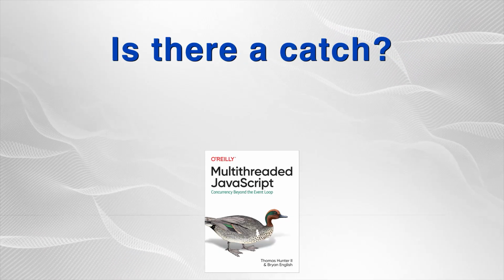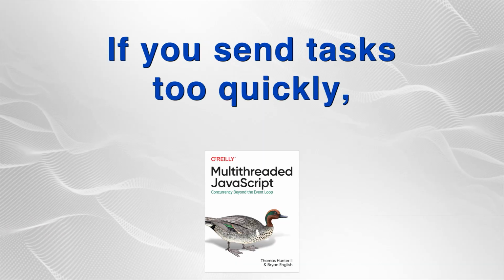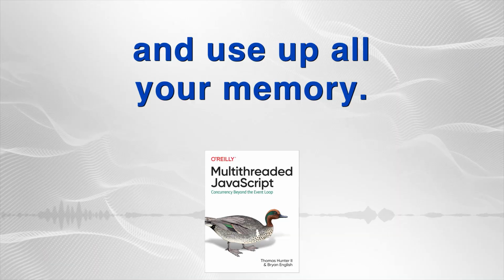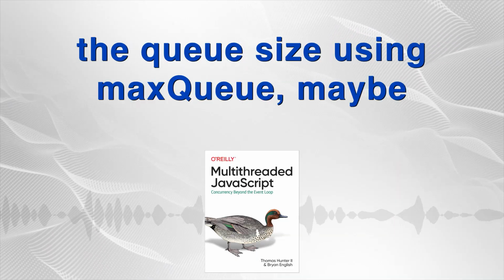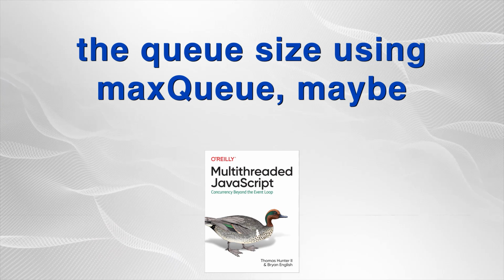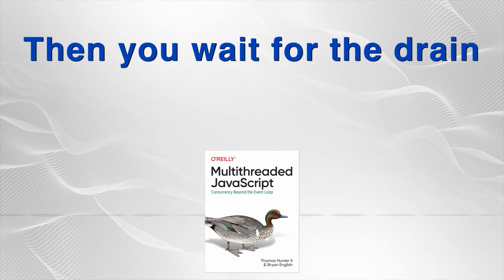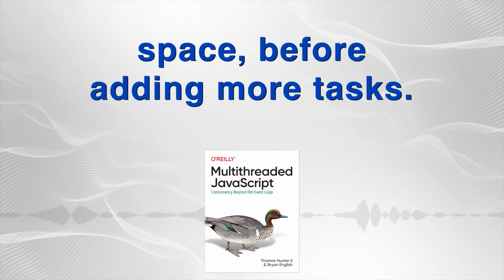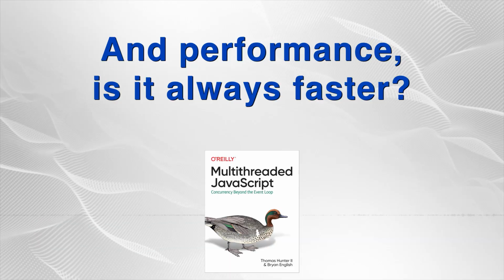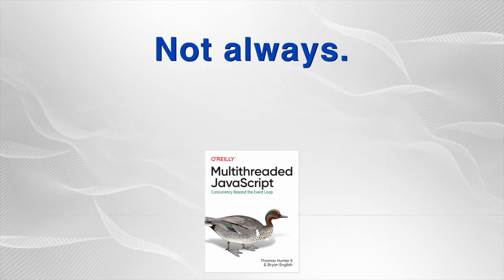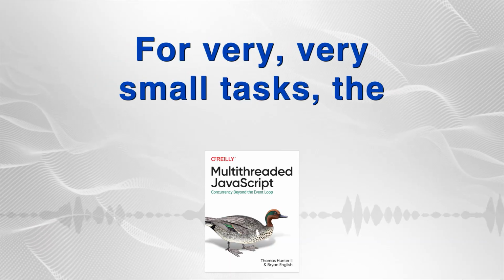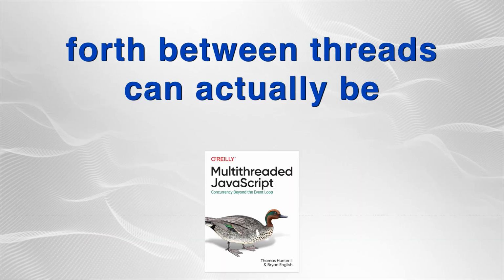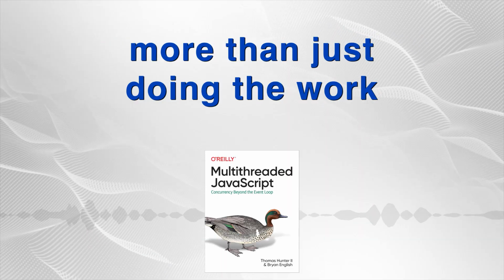Sounds convenient. Is there a catch? There can be. If you send tasks too quickly, the queue can grow very large and use up all your memory. How do you prevent that? You can set a limit on the queue size using maxQueue, maybe set to auto. Then you wait for the drain event, which signals the queue has space, before adding more tasks. That makes sense. And performance, is it always faster? Not always. For very, very small tasks, the time spent sending messages back and forth between threads can actually be more than just doing the work in one thread.